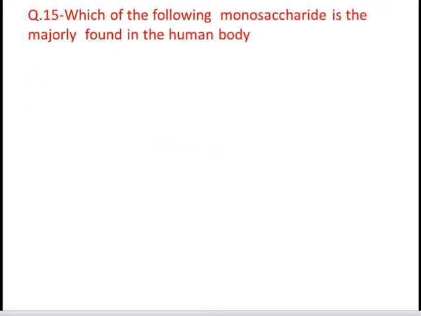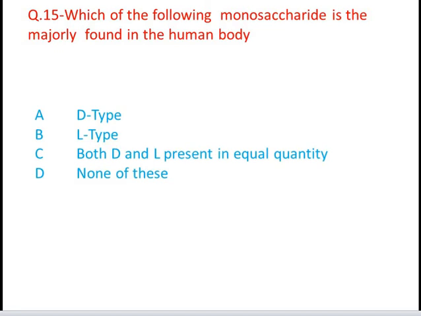The next question is, which of the following monosaccharide is majorly found in the human body? The four options are A. D type, B. L type, C. both D and L present in equal quantity, D. none of these. Yes, the correct answer is A, D type. Monosaccharides are found in D and L form, but most of the naturally occurring monosaccharides are in the D form, and in the human body they are found in the D type.